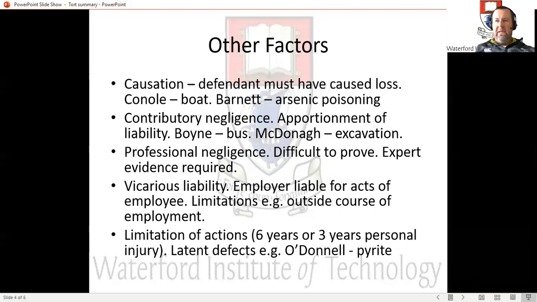The McDonough case was involved in an excavation around King John's Castle in Limerick, and someone fell into a trench, but it turned out that they'd fallen into trenches several times before, and they could have walked around to the other side instead of reaching across the trench. So they were contributory negligent, but the defendant was also negligent because they didn't shutter or slope the sides of the trench, which would have been good practice.